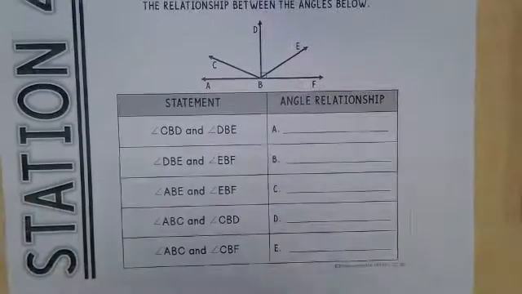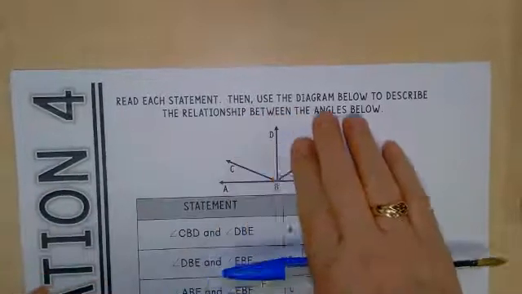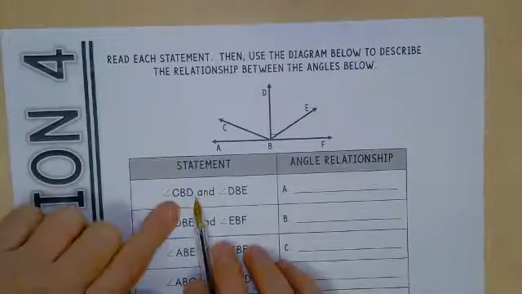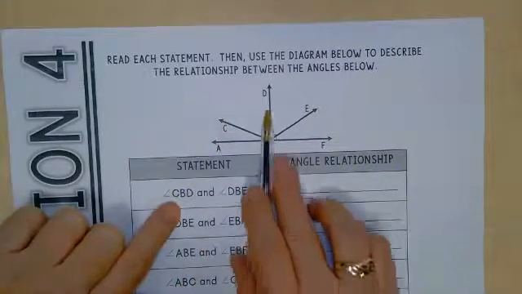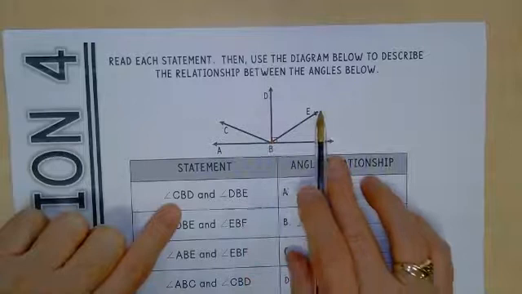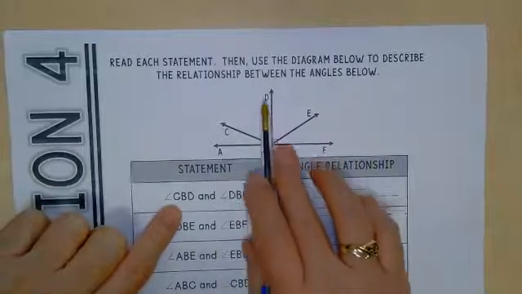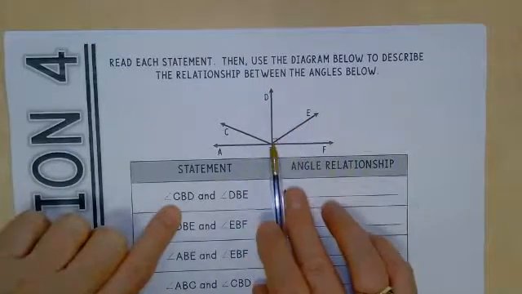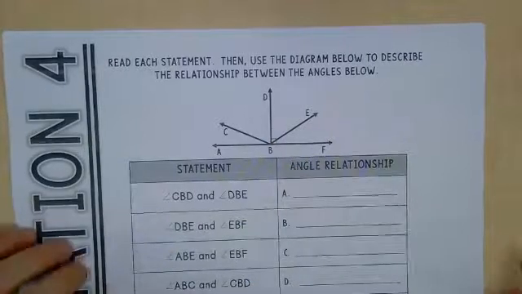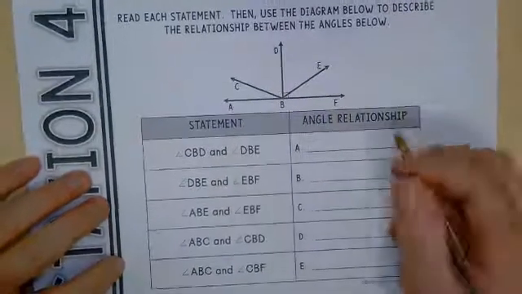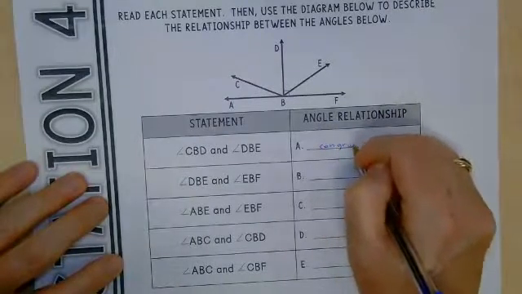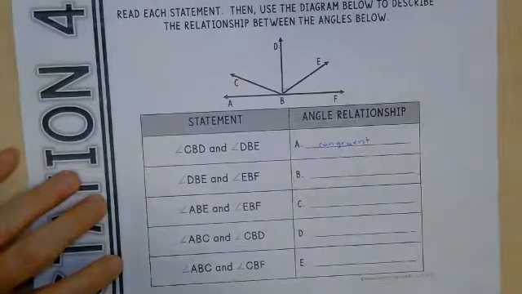Okay. Read each statement, then use the diagram below to describe the relationship between the angles. CBD right here, and DBE. So I have this angle and this angle. Okay. What is their relationship? Well, they're congruent because they sit side by side, right?